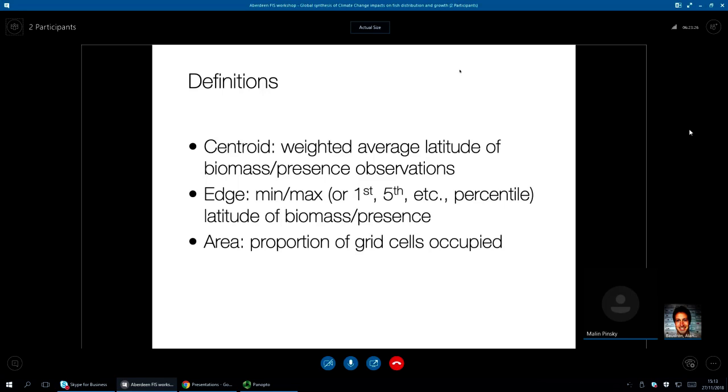Area, we can calculate one way to do it is the proportion of grid cells that are occupied, at a particular scale, or you can do percent volume contours, like the 90th, what percent volume contour captures 90% of the biomass or of the presence observations.